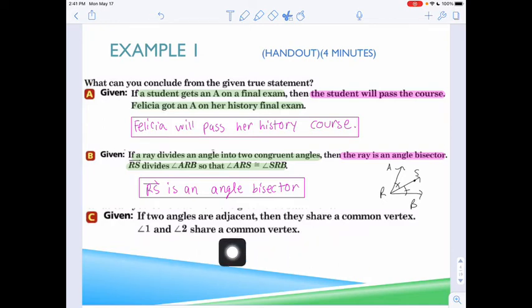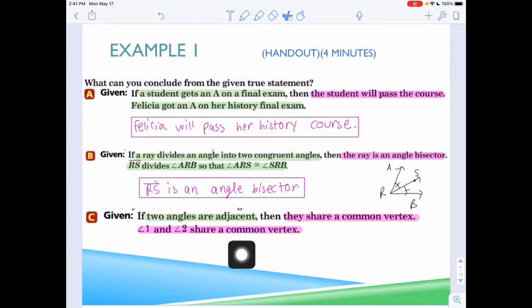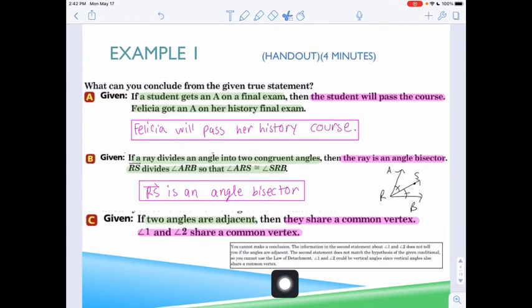Angle 1 and angle 2 share a common vertex. For this one, our hypothesis is 2 angles are adjacent, and our second statement actually matches the conclusion, that angle 1 and 2 share a common vertex. Therefore, we cannot use the law of detachment because the second statement did not match the hypothesis. So you cannot make a conclusion.